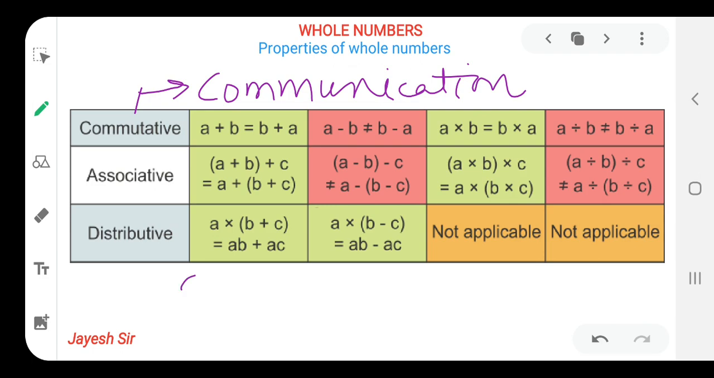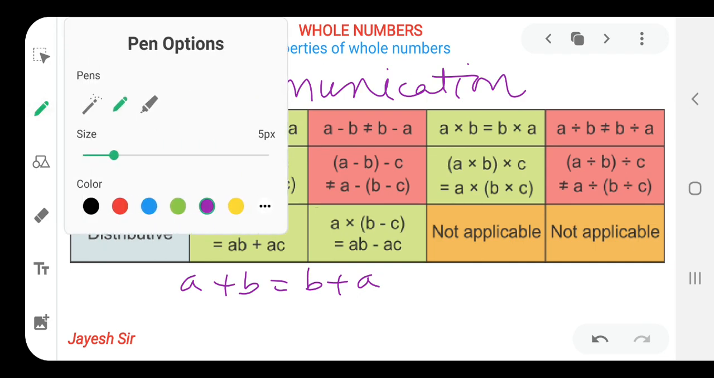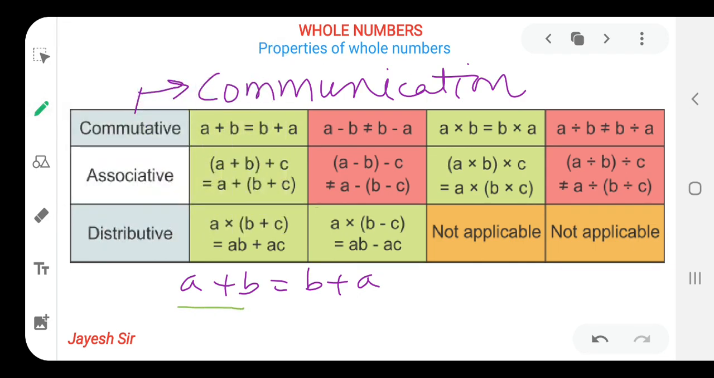Suppose A is you and your friend is B. Here A means you, and B means your friend. Whoever is written first is the one speaking. In the first step you are speaking, and on the other side of the equals sign your friend is speaking. I hope you all are getting it. First you are speaking, then your friend is speaking, and only then is communication possible.